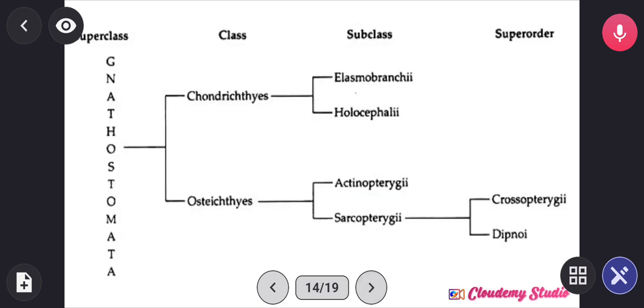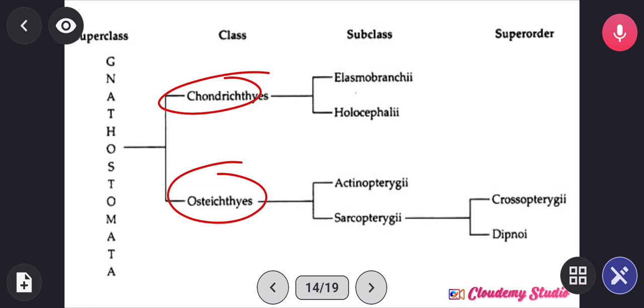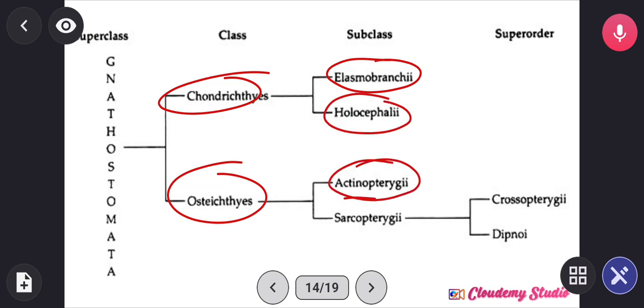Now, chondrichthyes and osteichthyes can be subdivided into two subclasses. The chondrichthyes can be subdivided into elasmobranchii and holocephali. The osteichthyes can be separated into actinopterygii and sarcopterygii. And the sarcopterygii can either be crossopterygii or dipnoi.